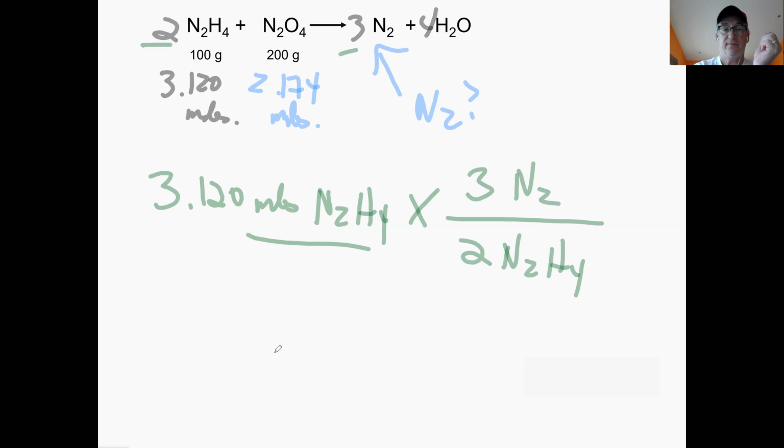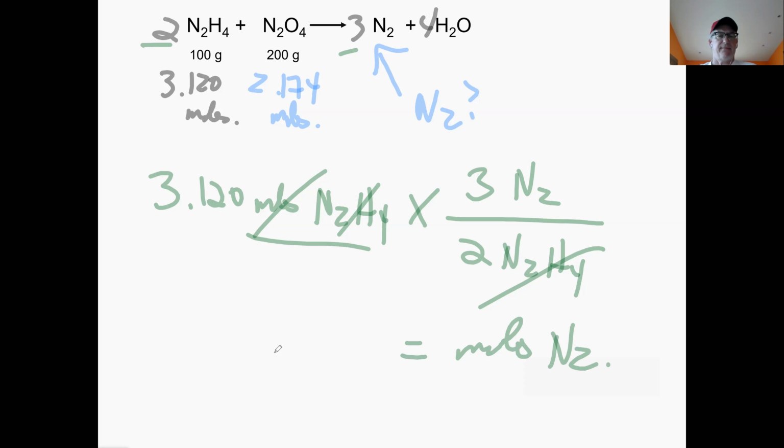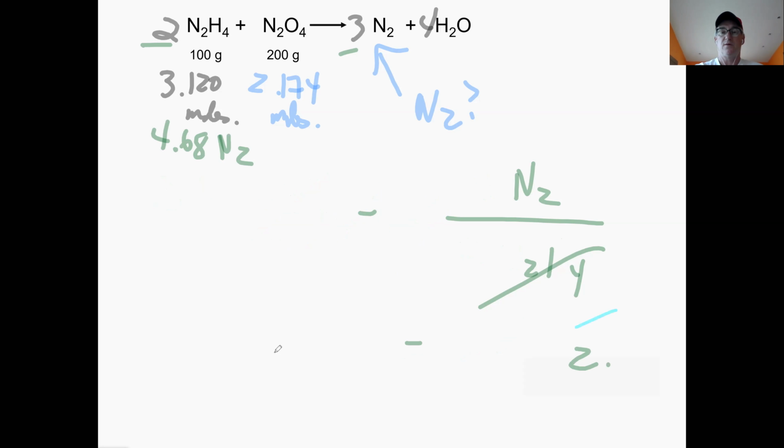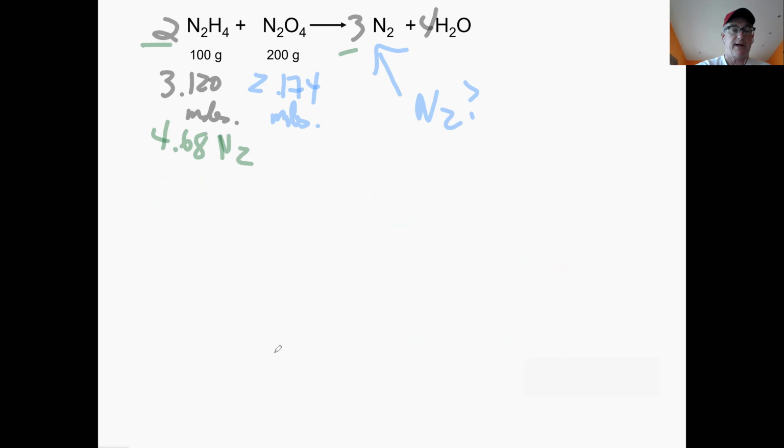I cancel out moles of hydrazine, and what I get is moles of nitrogen. So how many moles of nitrogen is that? 3.12. That is 4.68 moles of nitrogen. So that gives us 4.68 moles of N2. Now we do the same thing with N2O4. Whichever one is smaller, that's how much we're going to get.